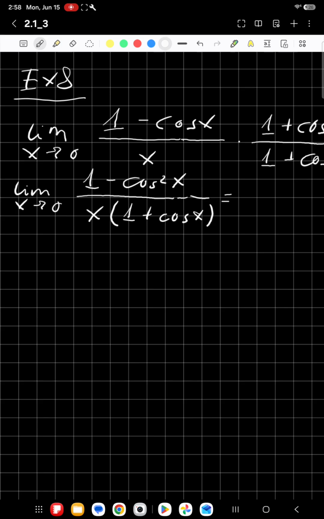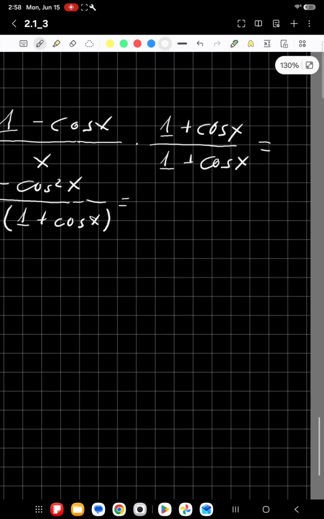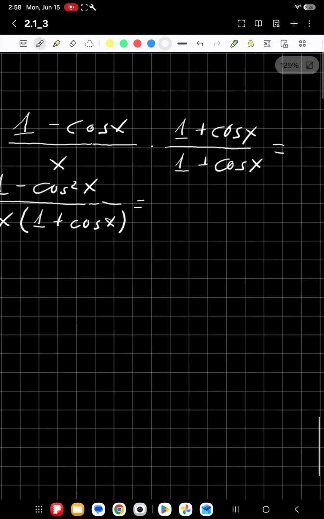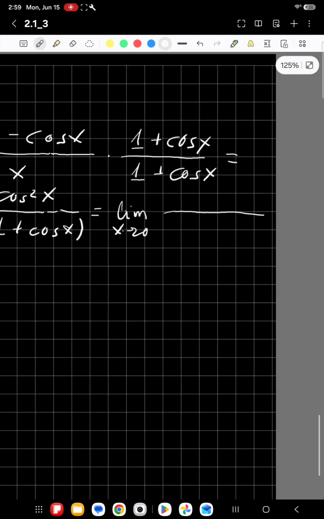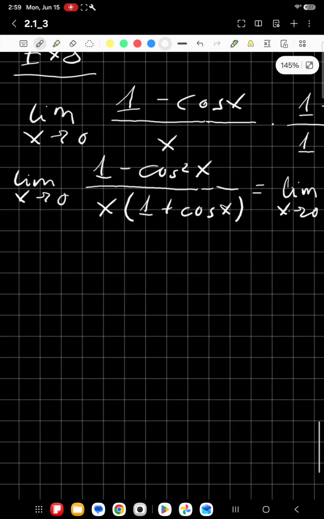Yeah, so next thing we'll do, 1 minus cosine square x is just sine square x. So we have the limit as x approaches 0, and now we have this function here. The top is just sine square, and the bottom I'm just going to rewrite: 1 plus cosine x. So that equals, and let's continue.